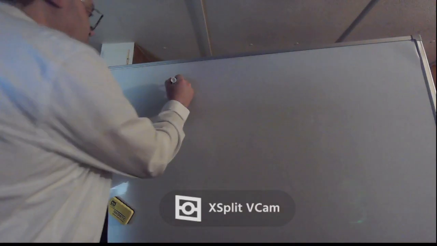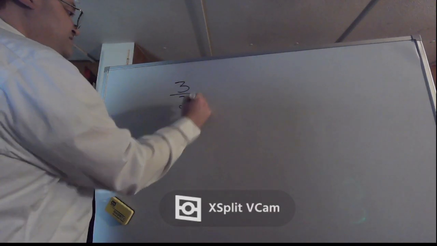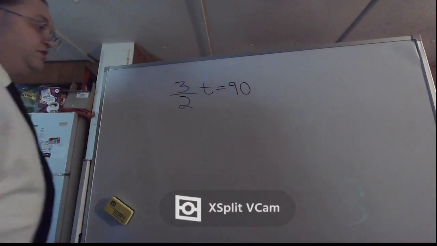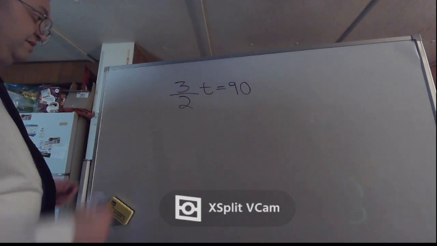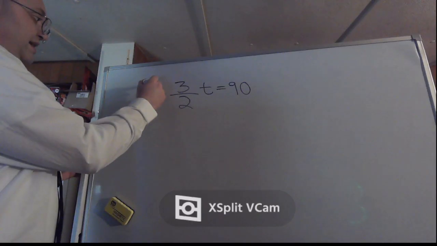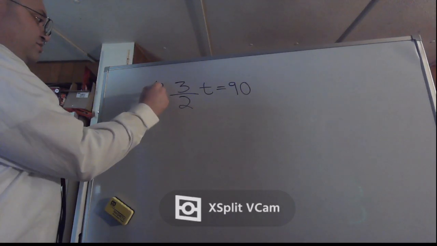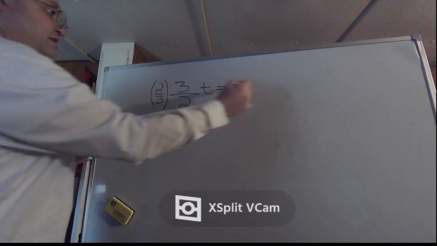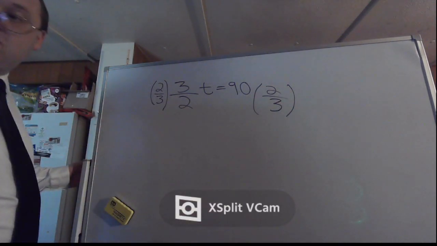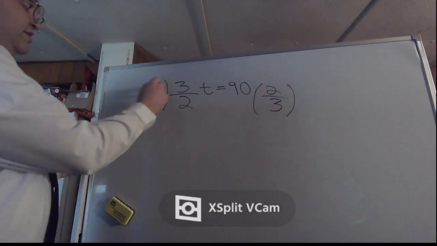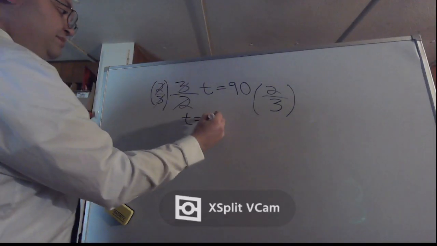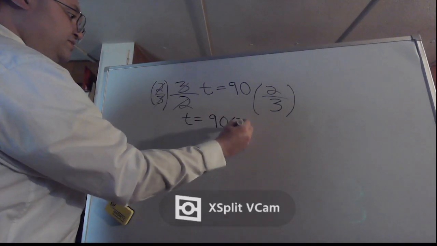Alright, we have another one here. 3/2 t equals 90. So how are we going to get t by itself? We're going to multiply both sides by 2/3, the reciprocal of 3/2. But what you do to one side, you have to do to the other. Okay. So then the 2's will cancel, the 3's will cancel. You'll be left with t by itself. That'll be equal to 90 times 2/3.